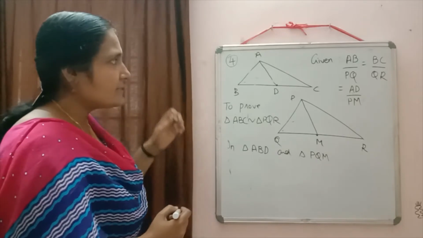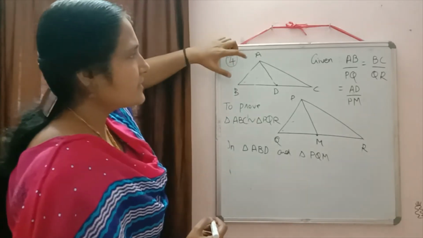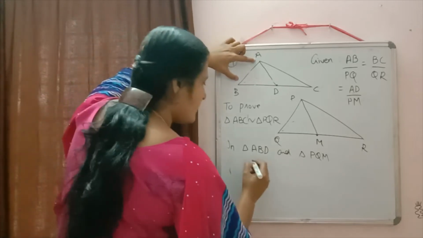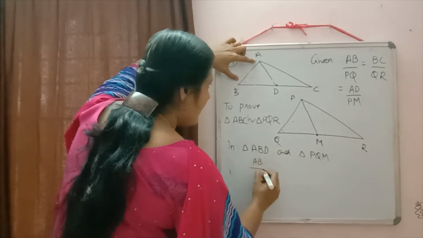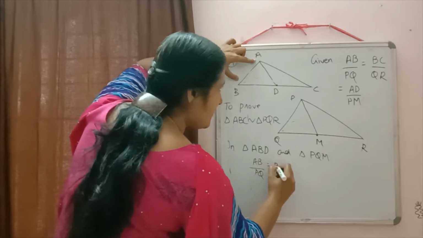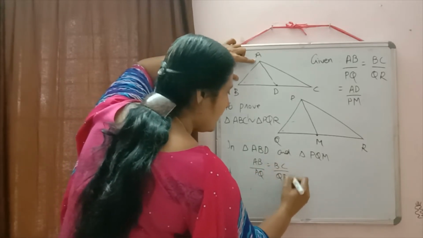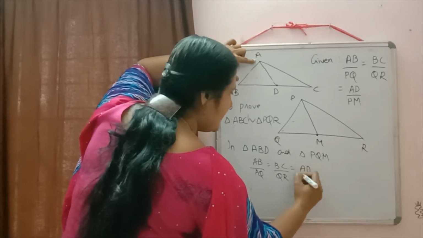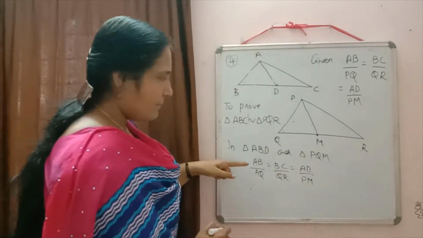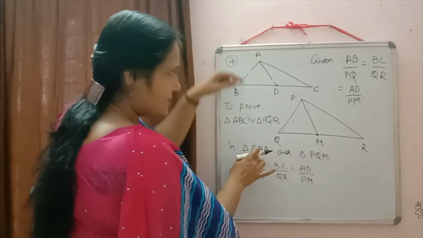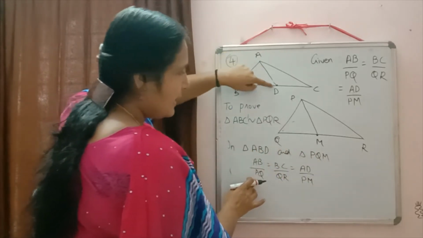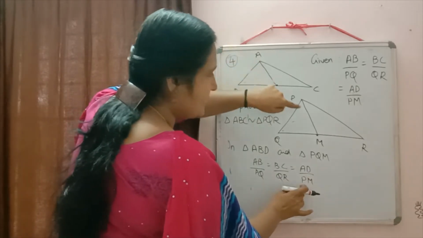What are the side ratios? Is anything given? What is given in this one? We can check the question there. It is given AB by PQ is equal to BC by QR is equal to AD by PM. That is given in the question. So AB by PQ is there in this triangle, and AD by PM also is there in this triangle.